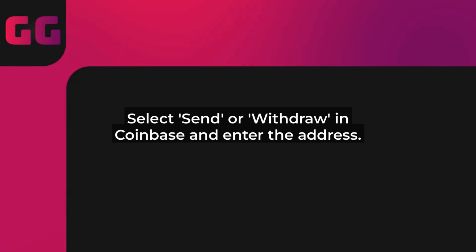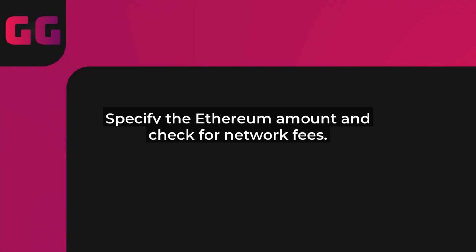Next, in Step 2, you'll need to enter the recipient's address. Switch to your Uphold app or website, go to your Ethereum wallet, and copy the wallet address. This is crucial. Paste it carefully into the Coinbase send form to avoid any mix-ups. Always verify that you're using the correct network, like Ethereum's mainnet, to prevent errors.